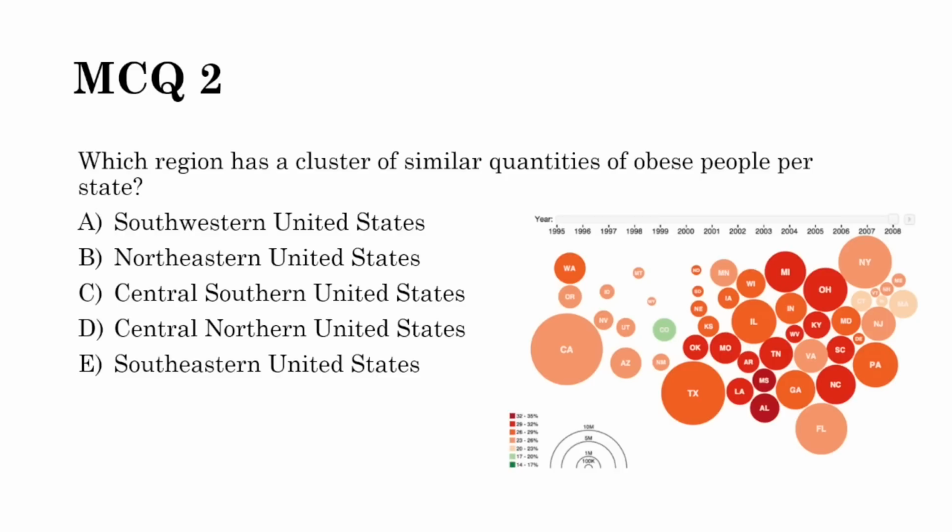So answer choice A, southwestern United States. So we see similar quantities, similar sizes of obese people here. And we know that these are all vernacular regions. So it's going to vary depending on who's looking at this, what states are considered southwestern United States, what states are considered southeastern, but we're just going to use some general context here. Let's consider this to be southwestern here. So do we have similar sizes across all of the states here? Sort of. I don't think we would give this the best answer just right off the bat.